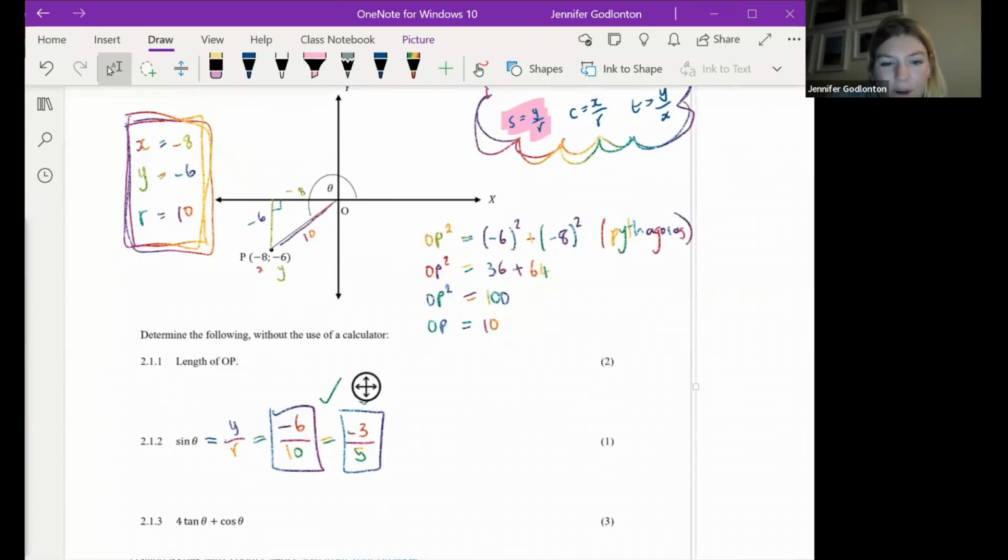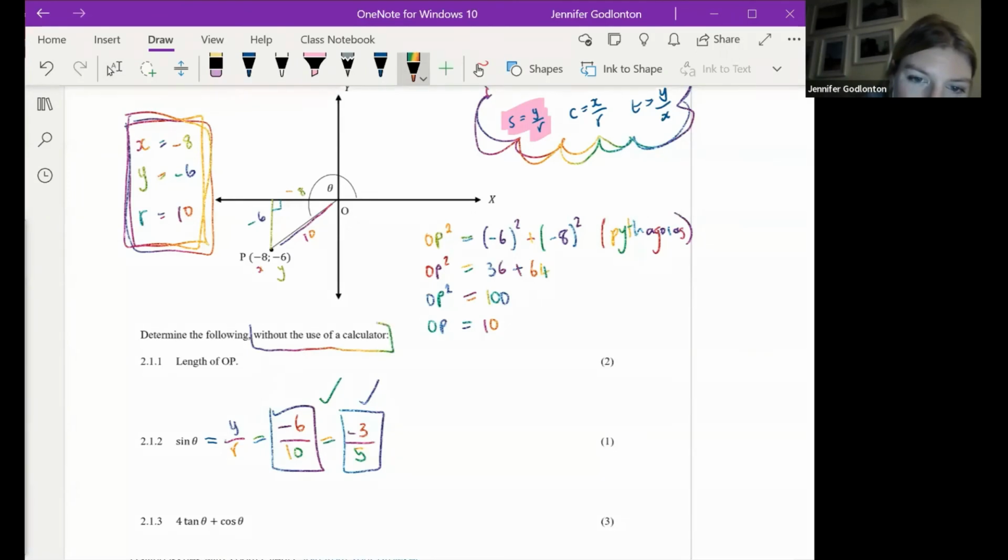Okay, next one. I want to know what 4 tan theta plus cos theta is. And remember, we can't use our calculators. So because it says this, all that means is show all working out. That's all that means.